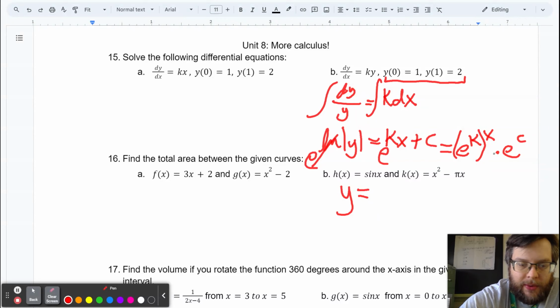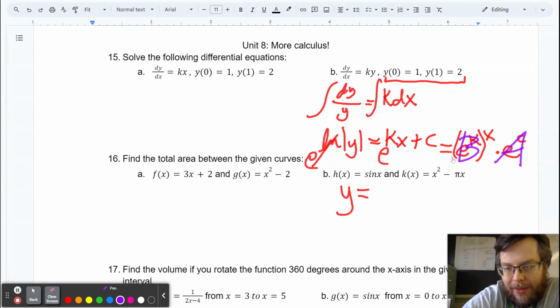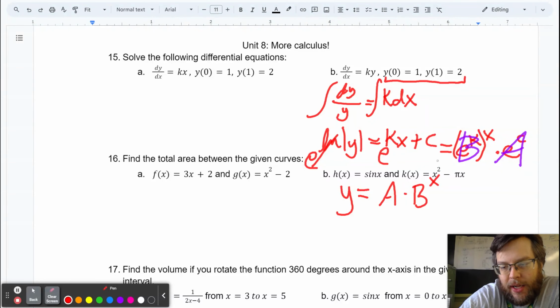So what I'm going to do, just to simplify my letters here, is I'm going to rename this thing a, and I'm going to rename this thing b. So my solution now becomes a times b to the x. And I'm allowed to rename my arbitrary constants as long as I haven't solved for them yet.